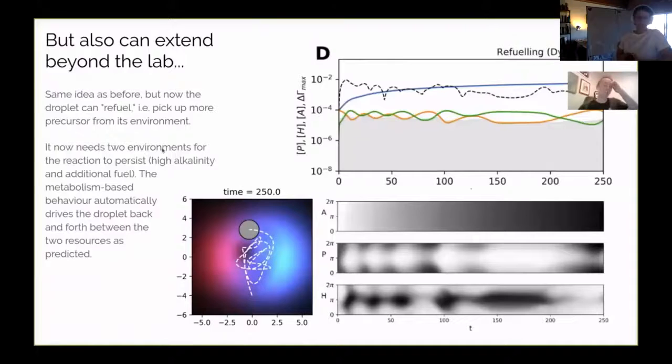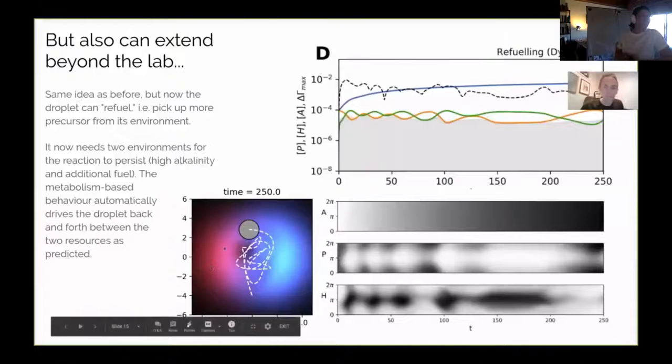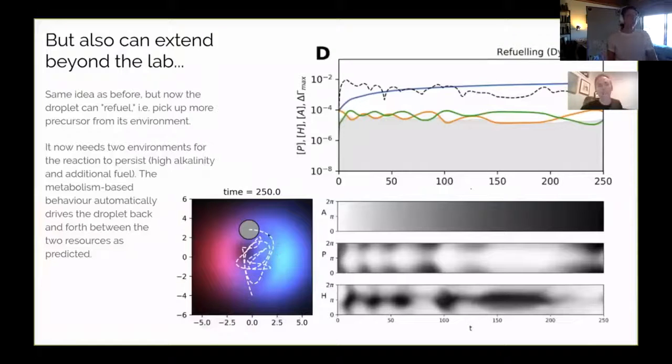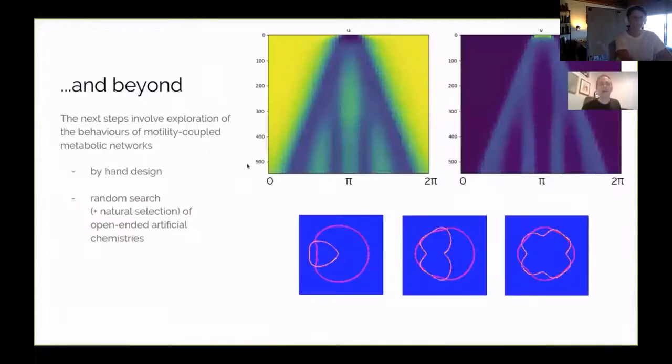And I unfortunately can't get into the details of how this is happening right now. Feel free to ask me afterwards. But the droplet is moving back and forth between the high pH conditions and where it can resupply its fuel, without any extra mechanism. It can combine these two spatially separate resources and keep its motility mechanism going over time. So there's some cool stuff that we're doing, and that is continuing.